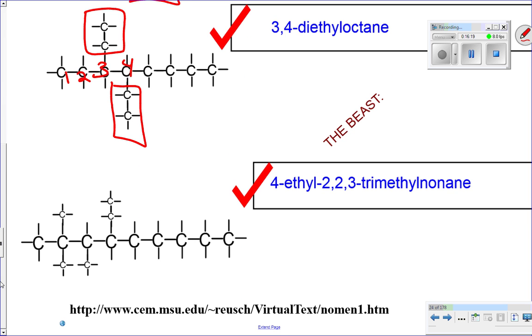Last but not least, the beast. And again, you could have done 2,2,3-trimethyl.